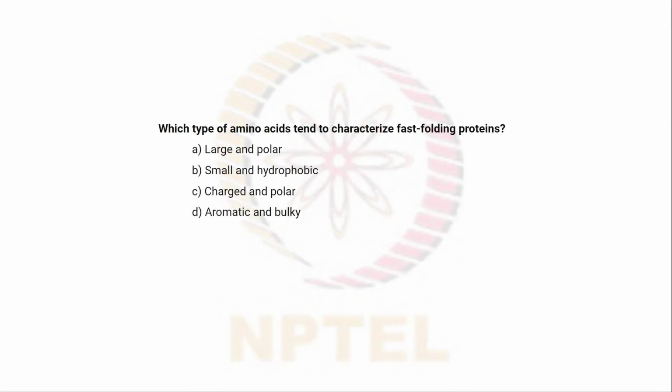So here, which types of amino acids tend to characterize fast folding proteins? With our understanding that the presence of interactions with other ligands and other molecules can further influence folding rates, we will be entering into the concept of protein interactions.